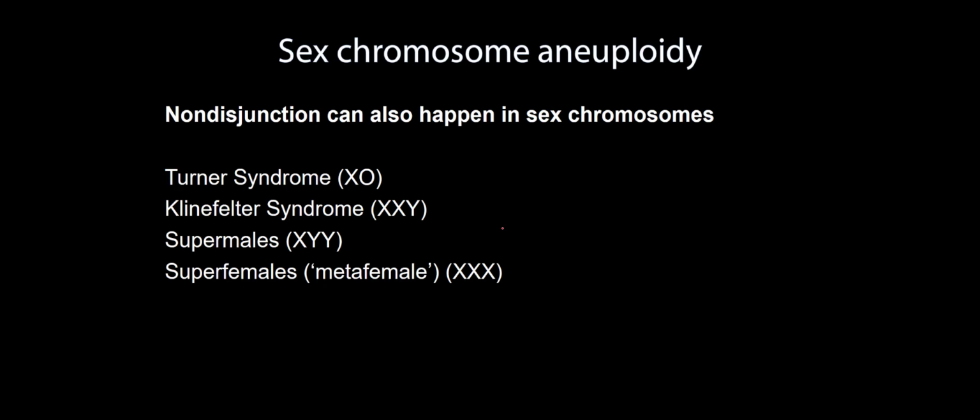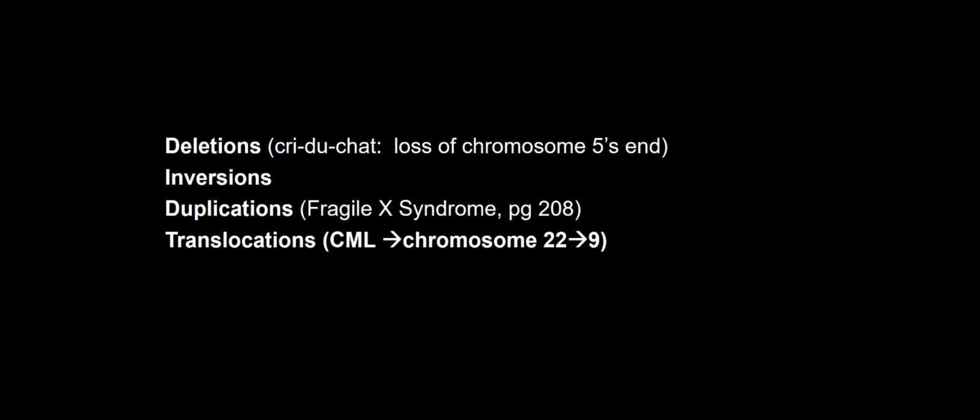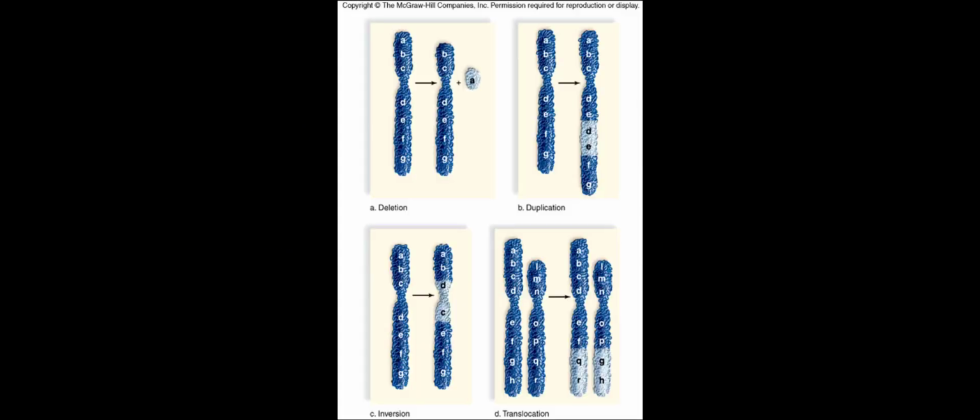All right, so as we said earlier, Turner syndrome, Klinefelter, supermales, and we didn't talk much about metafemales or superfemales. Those are individuals that actually inherit a third X chromosome. But these are all the types of aneuploids that can happen in sex chromosomes due to nondisjunction. Okay, all right, now let's talk about these chromosomal abnormalities.